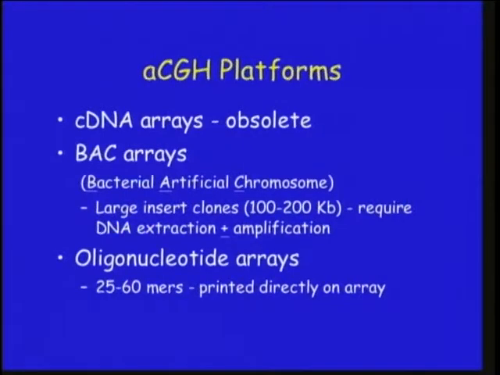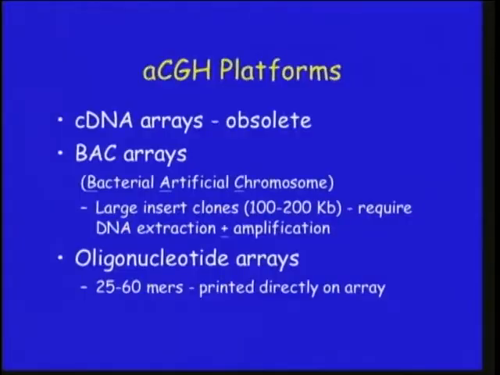A BAC is a bacterial artificial chromosome, and it's very similar to a plasmid, but it can hold much larger pieces of DNA. So BACs can hold inserts that are on the order of 200 to 300 kilobases. The disadvantage to these is that you have to extract DNA from the clones before you can spot them on the chips. And BACs are low copy number in bacteria, so you don't get very good DNA yield when you do an extraction. And so typically, in order to get enough DNA to spot a reasonable number of chips, you have to amplify the DNA by PCR. So when you make these chips, you run into all the same problems that you do with any other PCR-based technique, and that you can get cross-contamination.